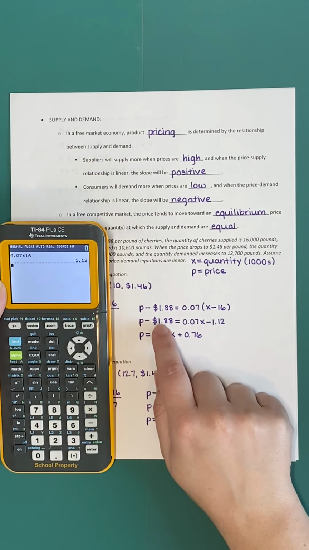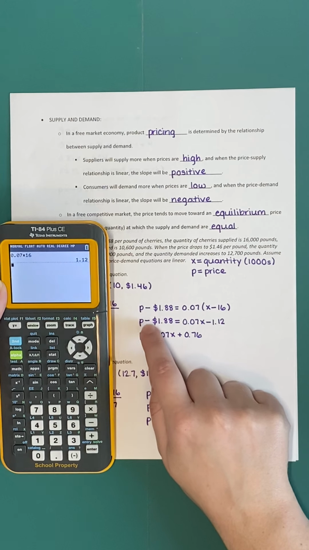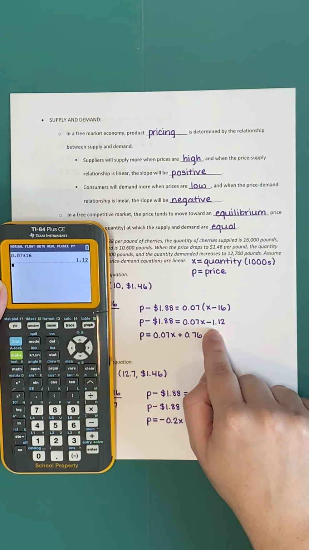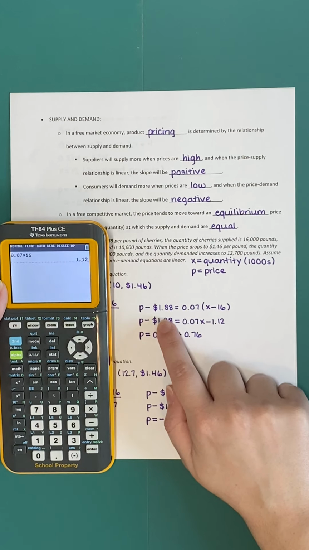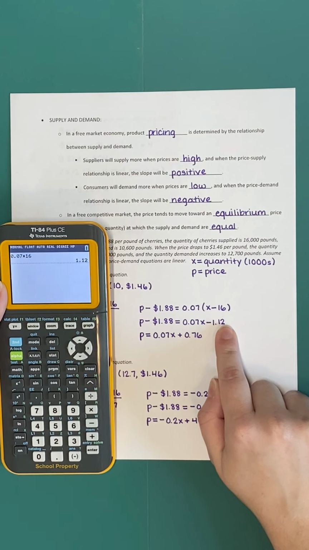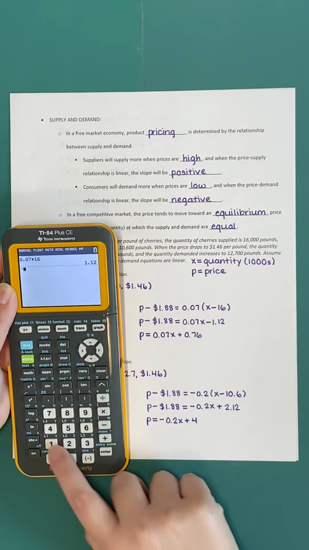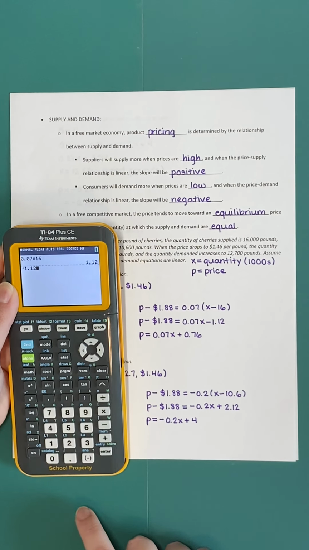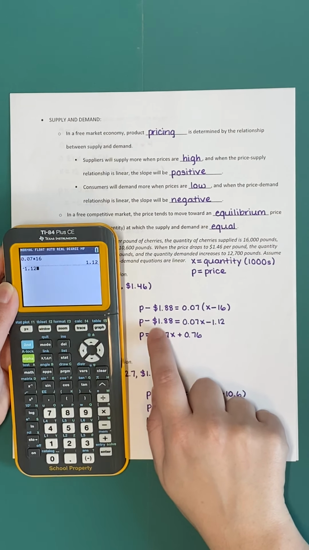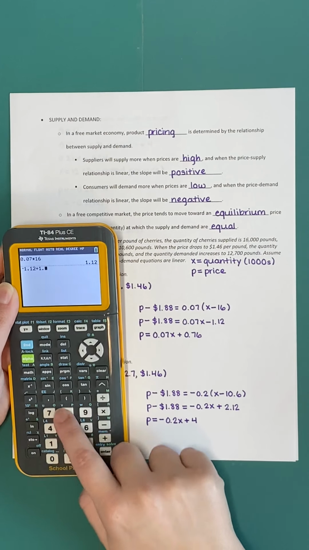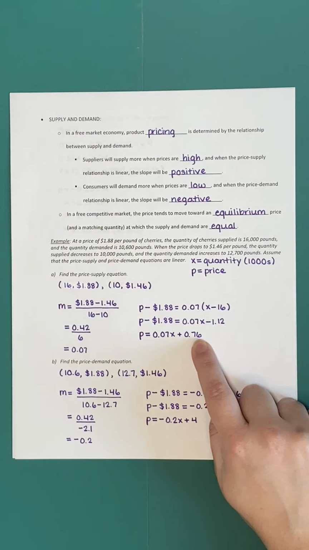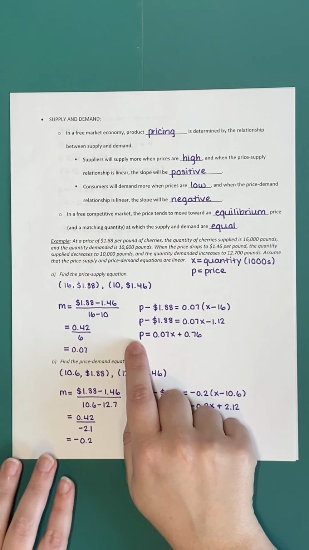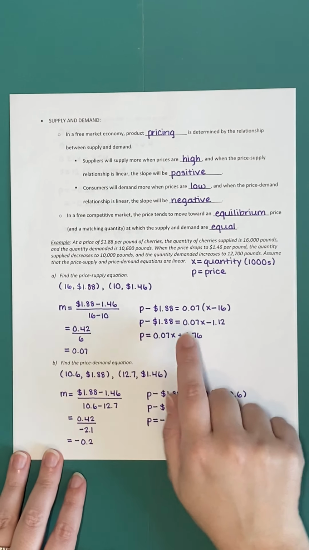Now in order to isolate P, we want to take this dollar amount, it's negative, and we want to add it, move it over. Notice that it'll combine with the 1.12 because those are going to be the two like terms there. So we have negative 1.12 because it's a negative term, and we're adding 1.88. And so that's going to give us 0.76.